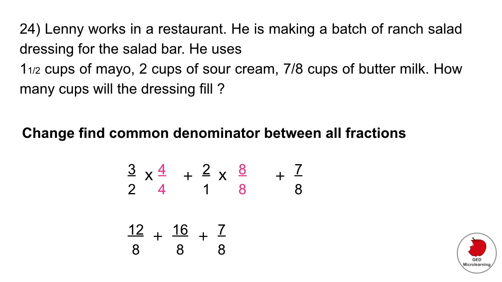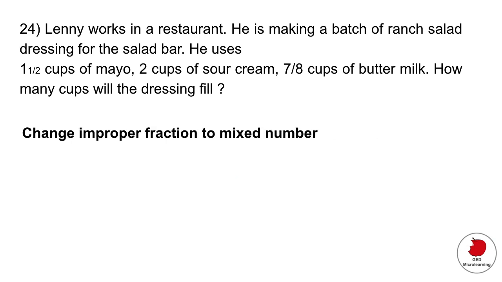All right, so now, according to the rules of fractions, you can go ahead and add these fractions. And remember, when you add or subtract fractions, the denominator, the number at the bottom, is always going to stay the same because it's common to all of them. All you have to do is add the top numbers. So 12 plus 16 plus 7. That would give you 35 over 8. So it's 35 over 8.